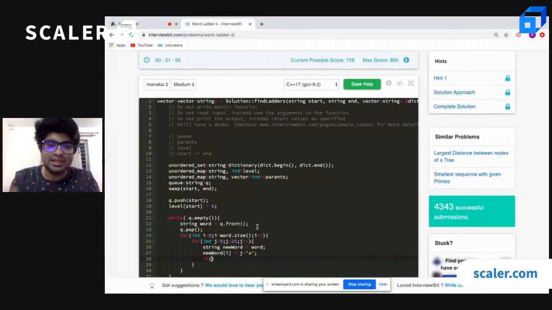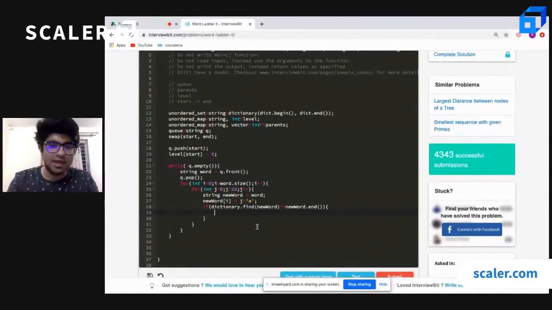Now I need to check some things. What are the things that I need to check? The very first thing is whether that new word is present in the dictionary or not. So I can safely do it like dictionary.find(new word) is not equal to dictionary.end(). That is the first check. Now I am sure that this word exists in the dictionary.